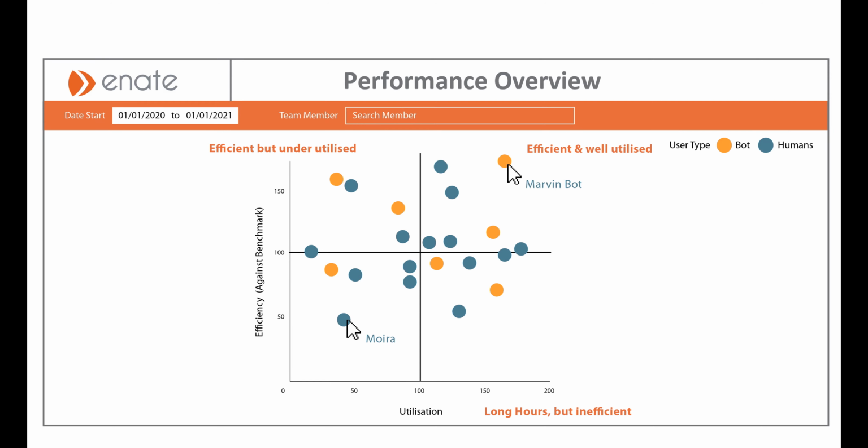The bottom right is resources who are spending long hours working long shifts or bots running their full schedule, but are not efficient and taking too long to complete tasks. These are resources you can look to improve with better training, etc. Finally, the bottom left quadrant is resources, humans or bots, who are neither working their expected hours nor getting things done efficiently. You need to evaluate the value they are adding to the business.